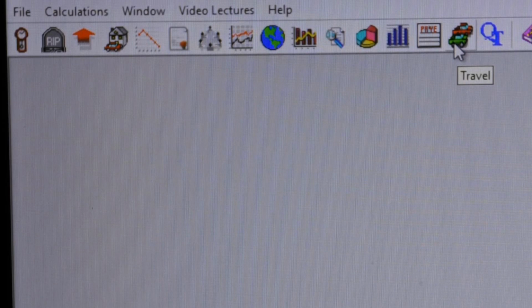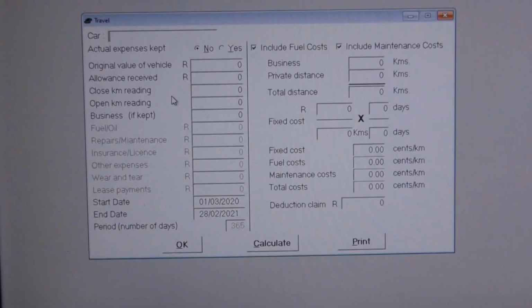This icon accesses the travel claim calculator. This calculator determines the claim against a travel allowance received. The calculator also allows the user to determine a claim allowed where no allowance was received, but the self-employed taxpayer needs to work out a claim for motoring costs.